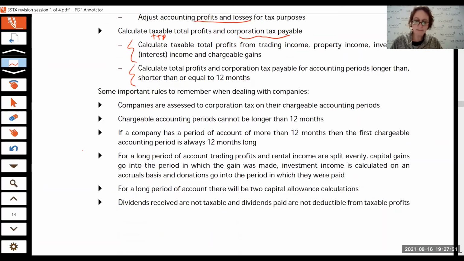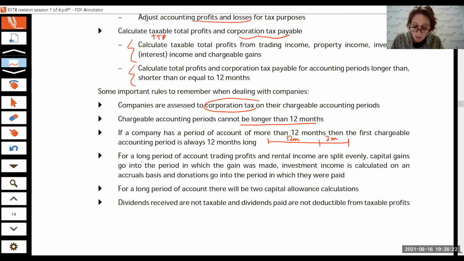Important points. Companies only pay one sort of tax. They pay corporation tax. So we gather all their income together from interest, from gains, from profits, add it all together, and they pay corporation tax on the whole lot. Their period can't be more than 12 months. We know that. If it is, we split it into 2 periods. We've talked about that, maybe like a 12-month and a 3-month. We can't have more than 12 months at once.